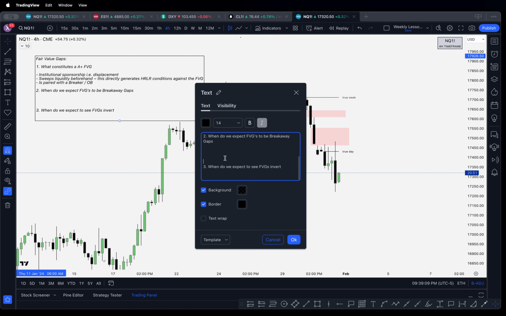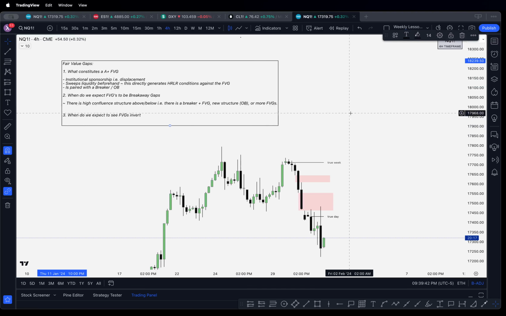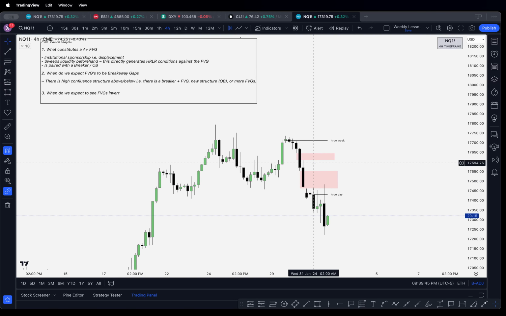So one reason is that there is high confluence structure above or below it. What do I mean by high confluence? I.e., there is a breaker plus FVG, new structure in the form of an order block, or more fair value gaps. You've heard me say before, we risk the lower one, right? And we have to accept that it could come into the higher one.